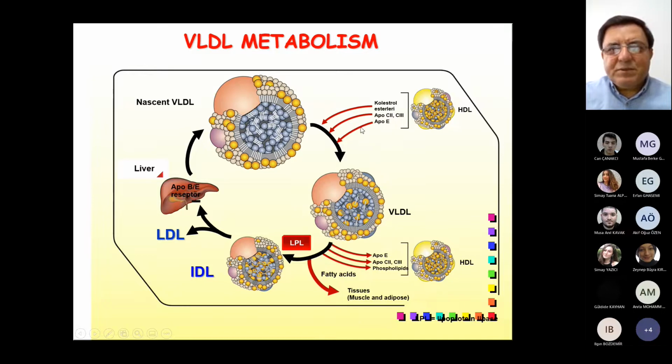And then ApoC2 and ApoE are returned to HDL again, and LDL binds to specific receptors on the extrahepatic tissues. And VLDL are secreted directly from the liver into the blood as nascent particles containing ApoB100.